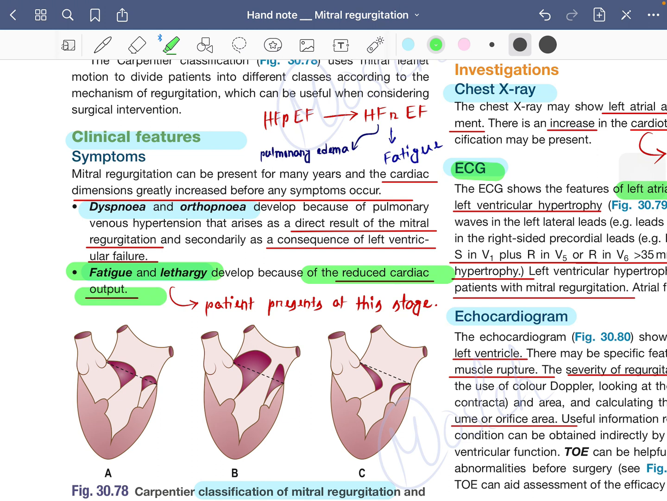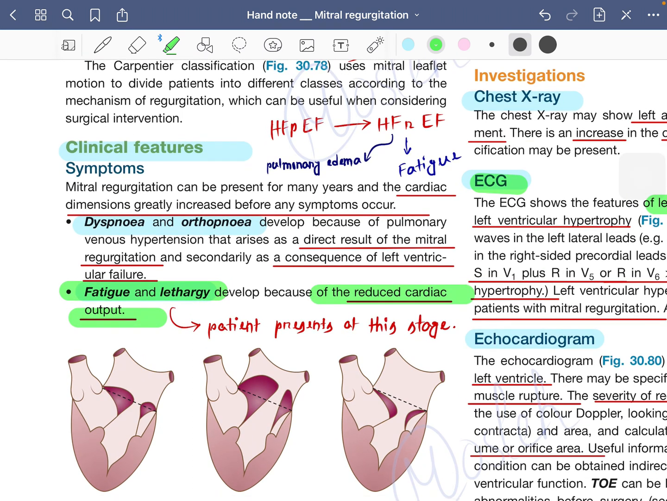Reduced cardiac output will not happen at the initial stage of mitral regurgitation. So when will it happen? When, due to this, gradually the volume overload on your left ventricle will undergo eccentric hypertrophy, and gradually the contracting capacity of your left ventricle will decrease, and that's why the left ventricle cannot pump the stroke volume adequately. That's why your cardiac output will start to decrease, and at that time the patient will face fatigue or lethargy. Okay, now I will explain the next symptom, why dyspnea or orthopnea is happening.